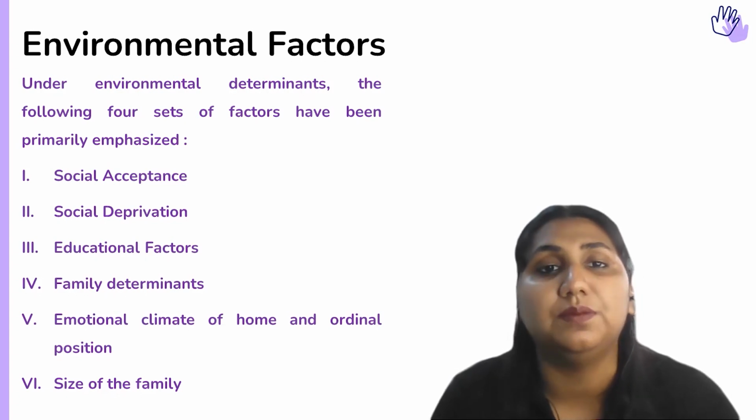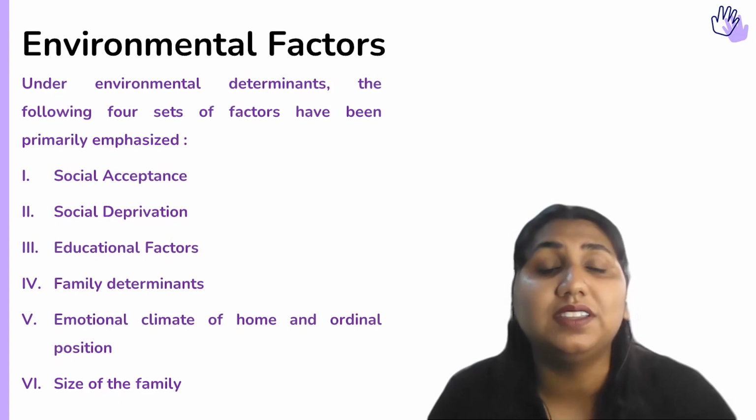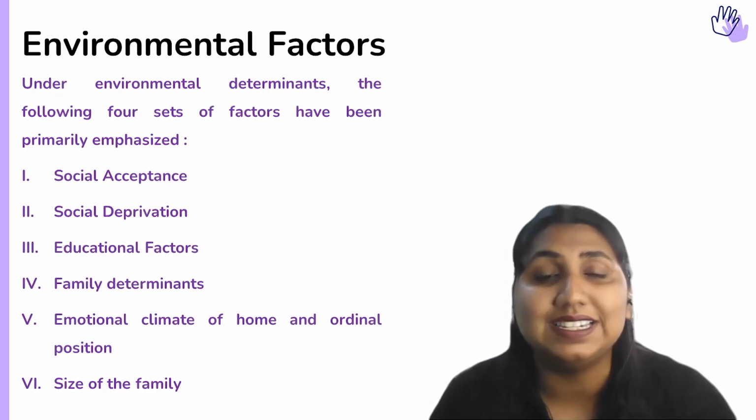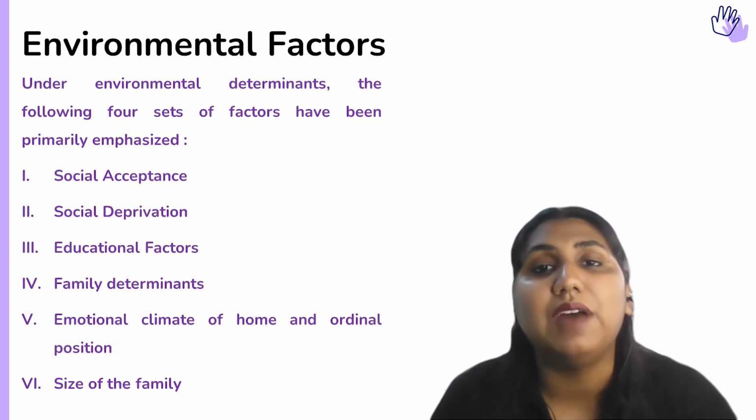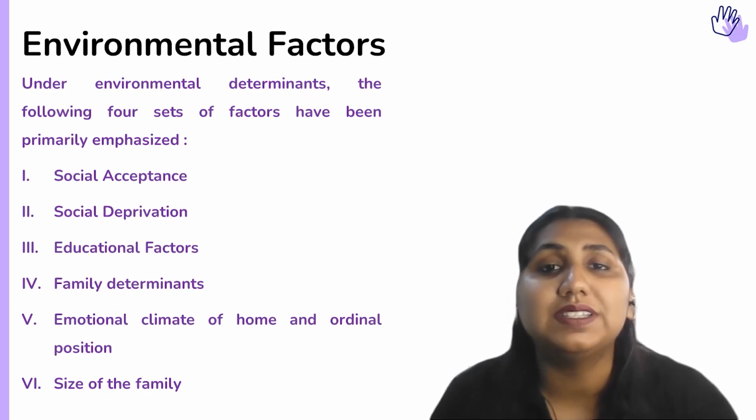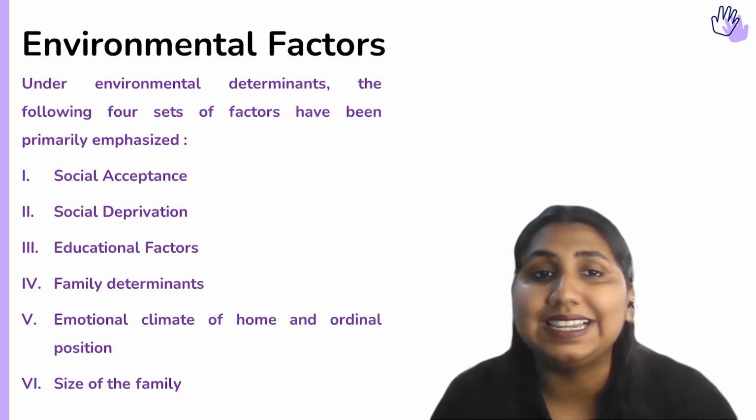Next is family determinants, the bonds and attachment that we share with our family. So this is another important factor which influences the development of personality, because the influence of family on personality development is maximum at all ages. Family affects the development of personality both directly and indirectly.